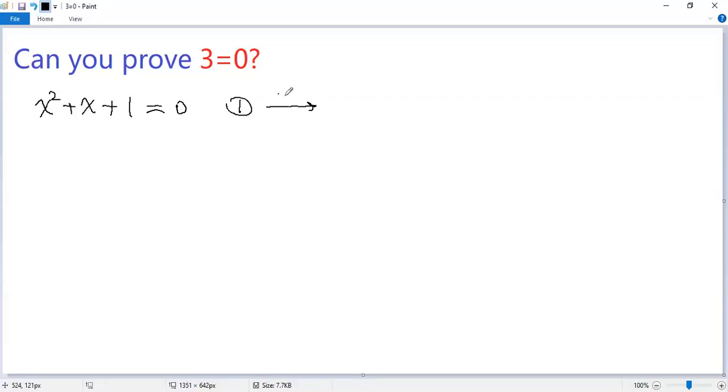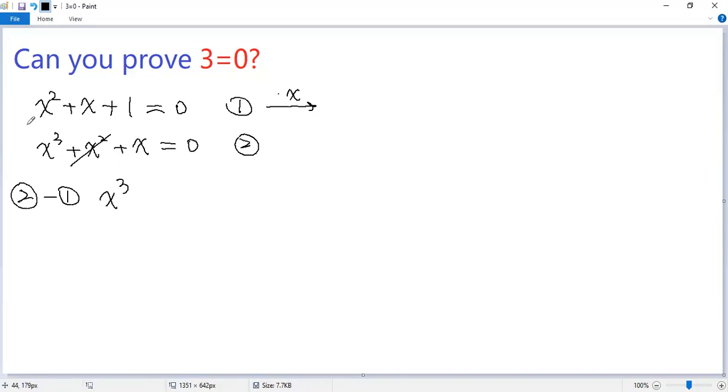Now both sides multiply by x, so we get x cubed plus x squared plus x equals 0, right? So denote it as 2. Next, we do 2 minus 1. So we get x cubed, and x squared minus x squared, x minus x. So we get x cubed minus 1 equals 0.